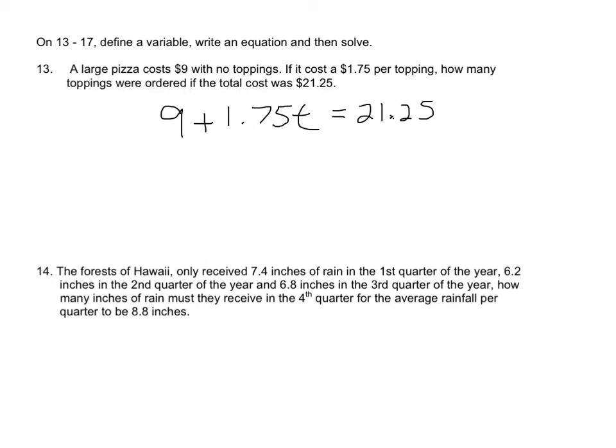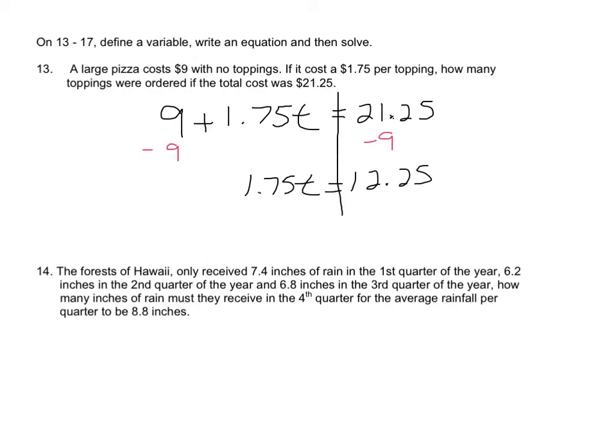Since this is a simplified expression on the left side, we are going to now solve for t to find out how many toppings were ordered for that pizza. So I'll split the side. And we will add a negative 9 to both sides. And I'm left with 1.75t equals 12.25.